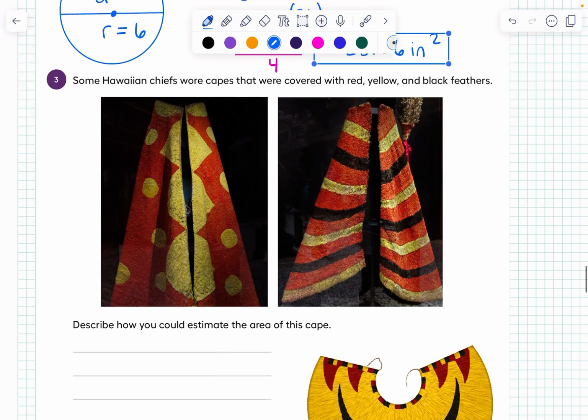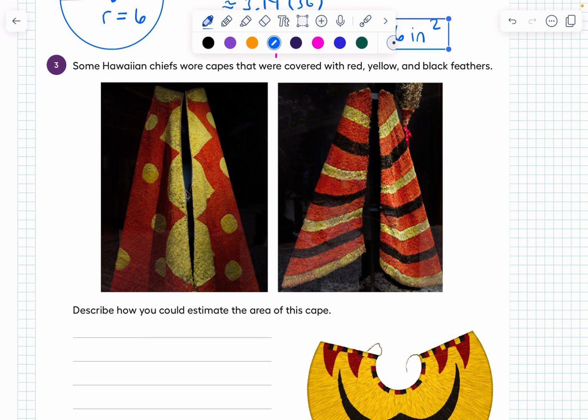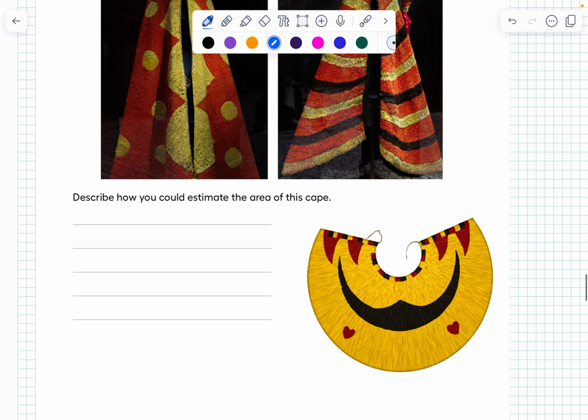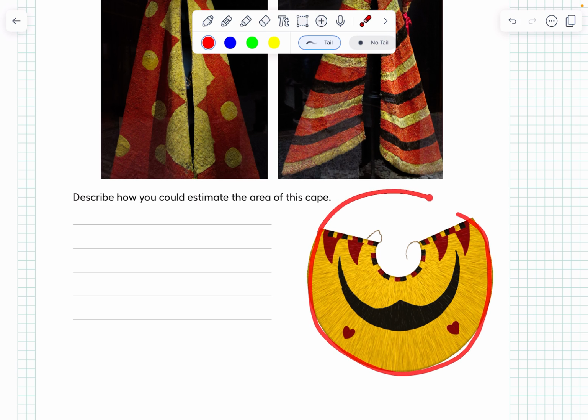Number 3. Some Hawaiian chiefs wore capes that were covered with red, yellow, and black feathers. Describe how you would estimate the area of this cape. Well, what fraction of a circle do you think we have here? I don't know. To me, it looks like about 3/4.